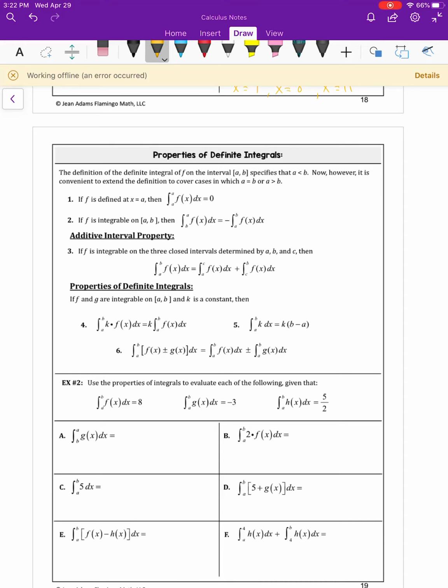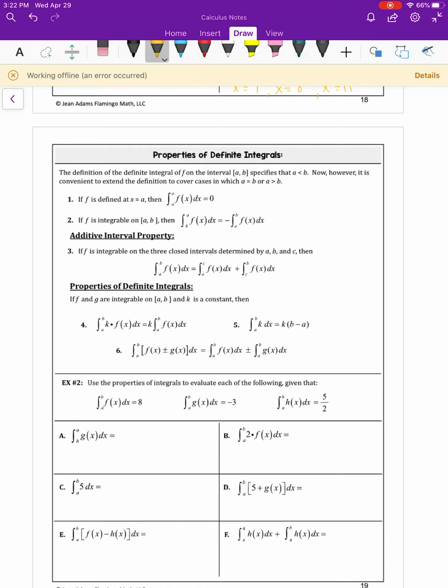And the definition of the definite integral of f on the closed interval [a, b] specifies that a has to be less than b. Now, however, it is convenient to extend the definition to cover cases in which a equals b or a is greater than b. And we've already talked about this, but it's nice to have this confirmation of a formula, property, or rule.